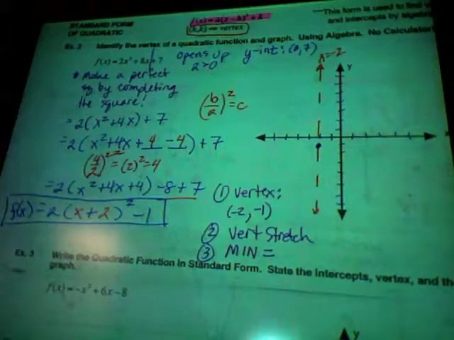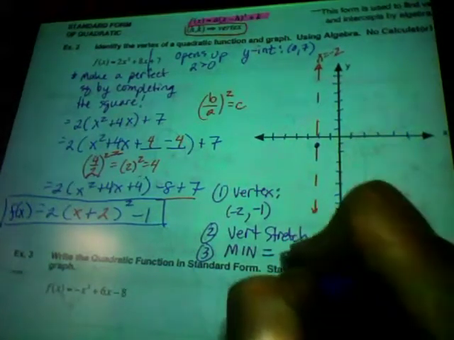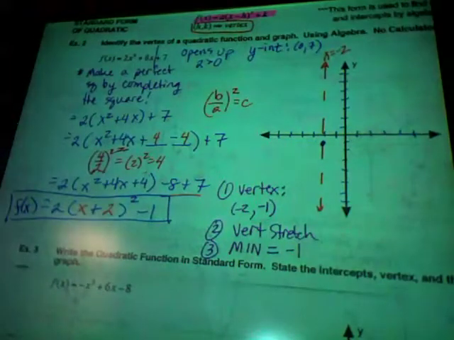So y is restricted. Where is it restricted at? Negative 1. This is the lowest y is going to be, isn't it? That's why it's our minimum. So our minimum value is negative 1. So that's going to kind of help you with your range restrictions.